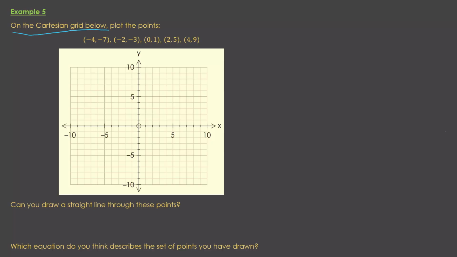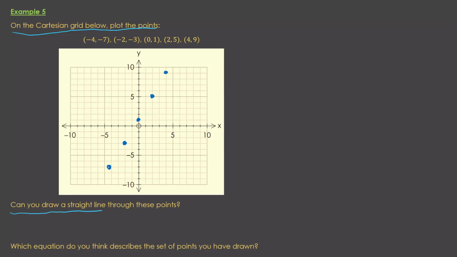On the Cartesian grid below, we want to plot the points that we're given here. So let's plot them. -4, -7 is just here. -2, -3 is here. 0, 1. Then we have 2, 5. And we have 4, 9.